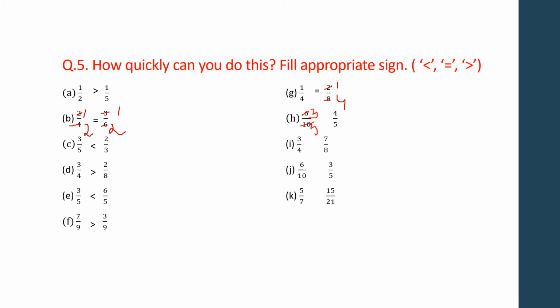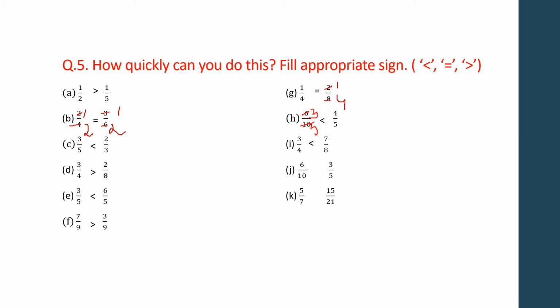Here we have to compare easily 3 by 5 and 4 by 5. Obviously 4 by 5 is greater. 3 by 4 and 7 by 8. Now use your cross multiplication or equivalent fraction formula. 3 8s are 24 and 7 4s are 28. Hence 7 by 8 is greater.